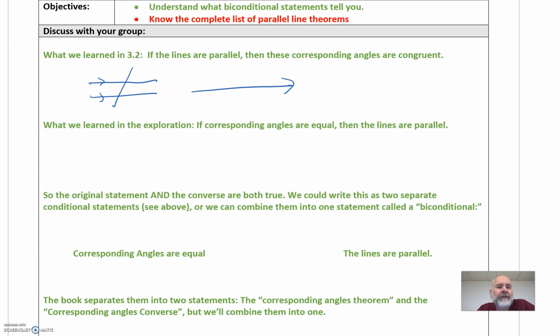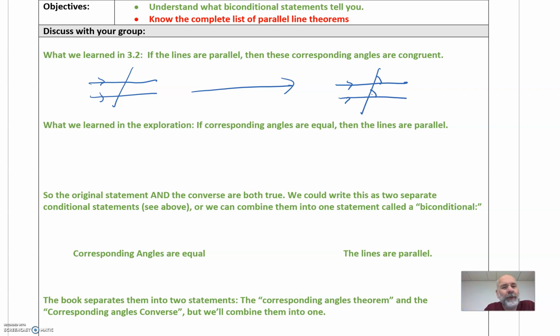So what we learned in 3.2, and this was like over a class ago, was that if the lines are parallel, so if you have a situation with two parallel lines, then you know that in that situation the corresponding angles have to be congruent. And I just picked the most common ones there. So the important thing here is that we had to know the lines were parallel first. And once you knew that, then you could say that those angles were congruent, like I've marked them.